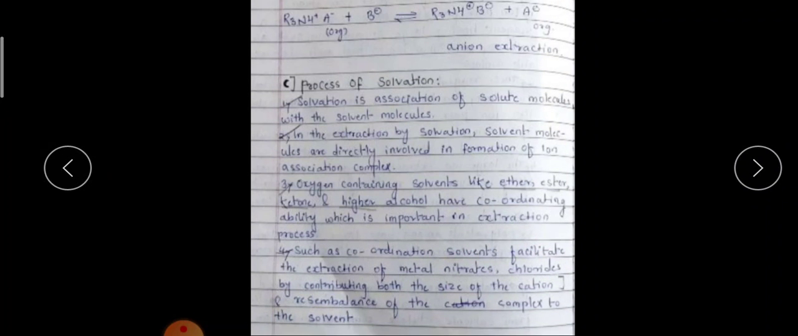In the process of solvation, solvation is the association of the solute molecule with the solvent molecule. In extraction by solvation, solvent molecules are directly involved in the formation of the ion association complex. Oxygen containing solvents like ether, ester, ketone and higher alcohols have coordinating ability, which is important in the extraction process. Such coordinating solvents facilitate the extraction of metal nitrates and chlorides, depending on the size of the cation and the resemblance of the complex to the solvent.